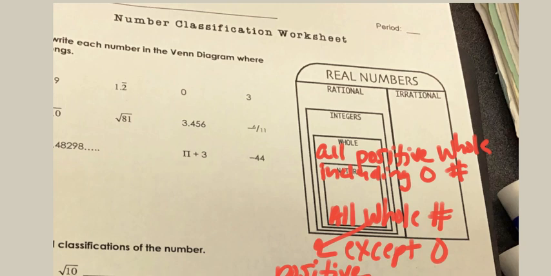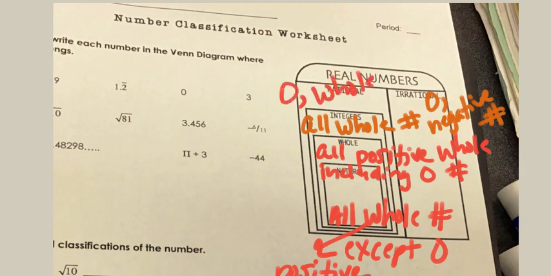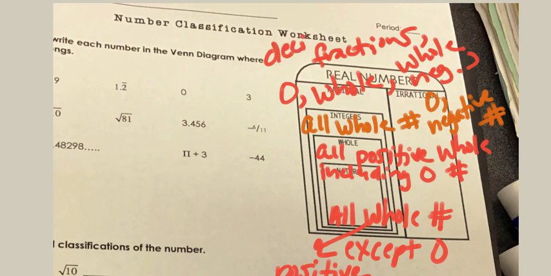Integers are all whole numbers, including 0, and negative numbers. And rational numbers are all of these. Rational numbers are 0, whole numbers, whole negative numbers, and fractions and decimals. So those are all rational numbers. But if it's a decimal or a fraction, it has to come to a stop. It can't go on forever and ever.